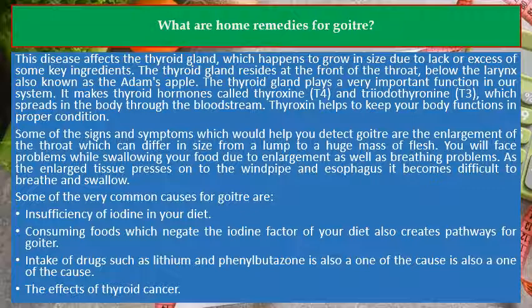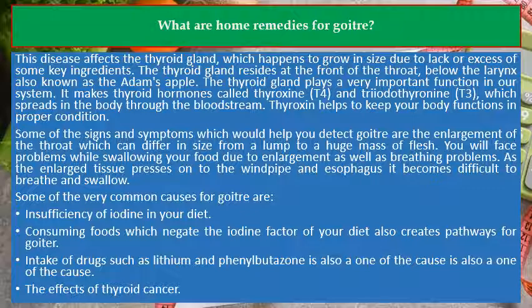The thyroid gland plays a very important function in our system. It makes thyroid hormones called thyroxine, T4, and triiodothyronine, T3, which spread in the body through the bloodstream. Thyroxine helps to keep your body functions in proper condition.